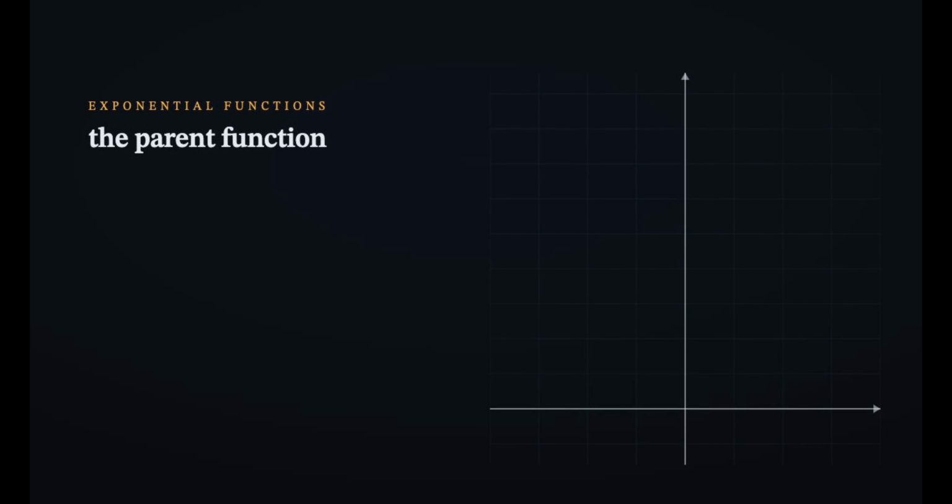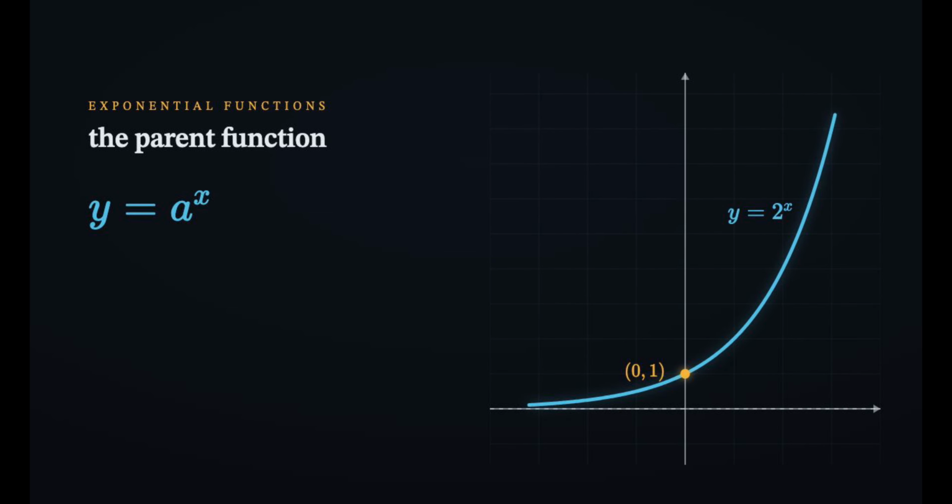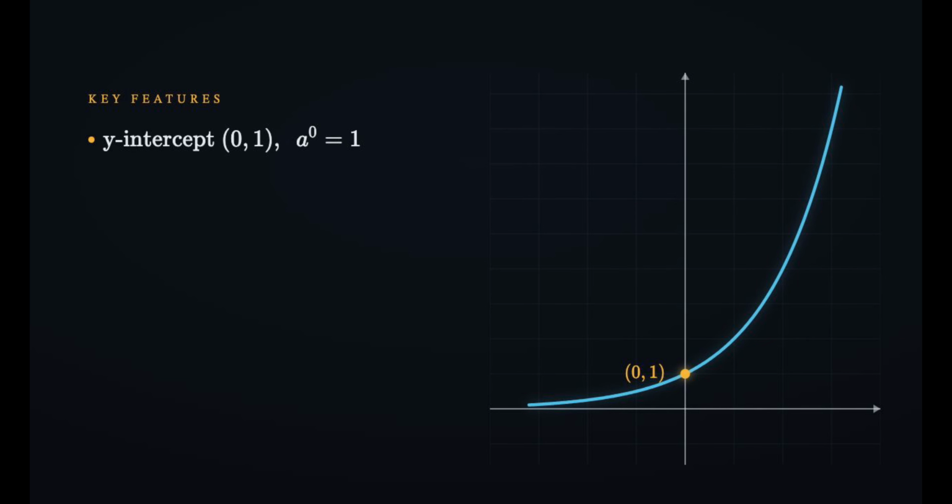The parent exponential function is y equals a to the x, where a cannot equal 1 since 1 to the power of anything is 1 and we'll just have a flat line at y equals 1, and also a must be positive. Its key features are that it always has a y-intercept of 1, as any number to the power of 0 is 1, and it is also always positive and has a horizontal asymptote at y equals 0.